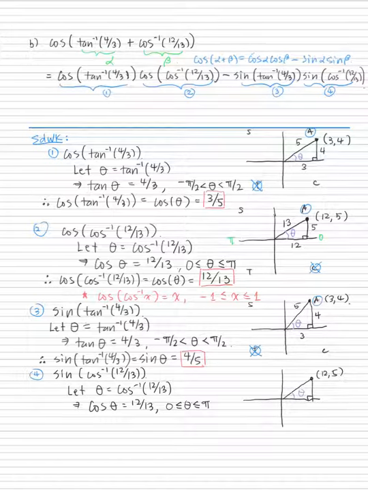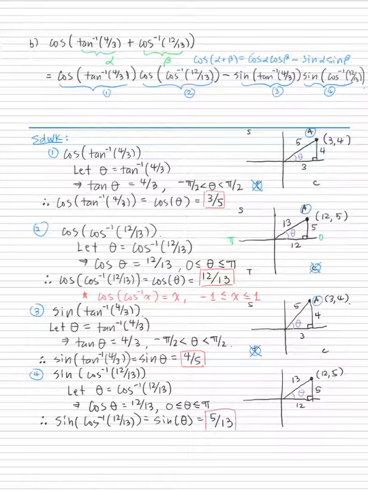So here's our triangles. You got 12, 13, and a 5. All right, so let's finish it off. So therefore, what are we trying to compute? Sine of cosine inverse of 12 over 13. This is sine of theta. So sine is opposite over hypotenuse, which is 5 over 13.